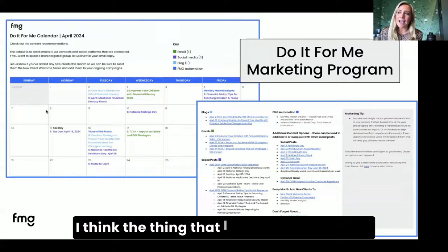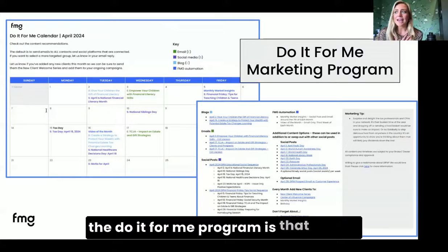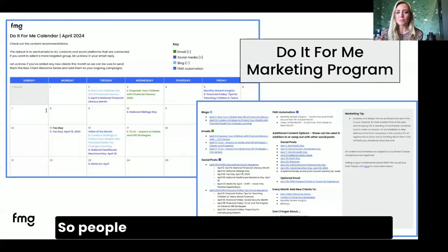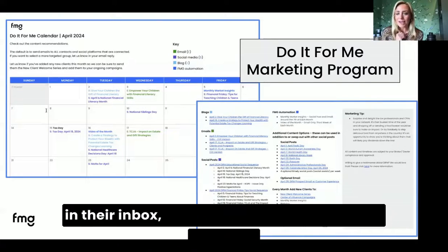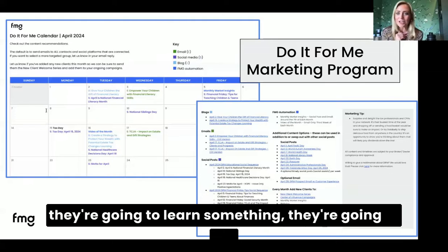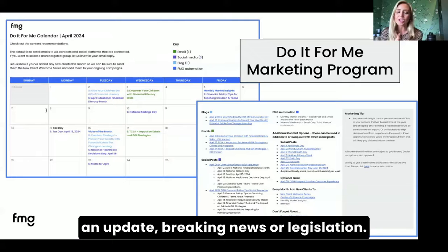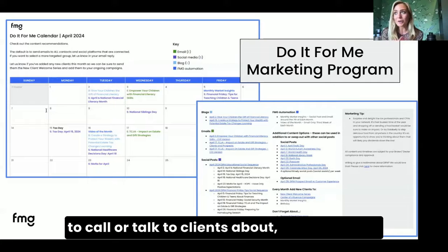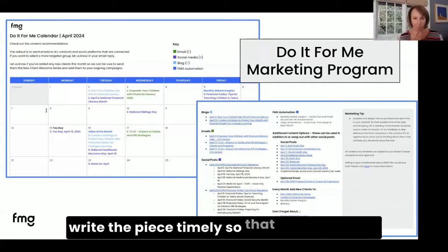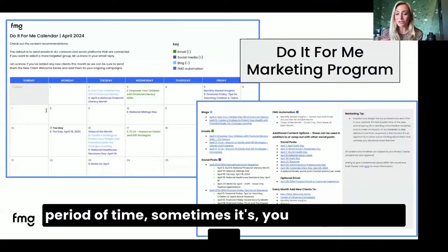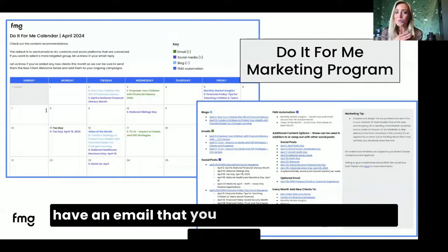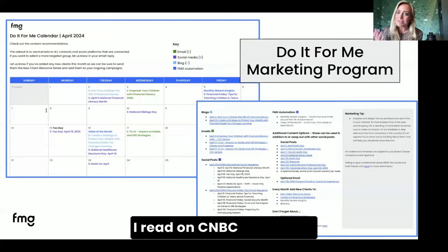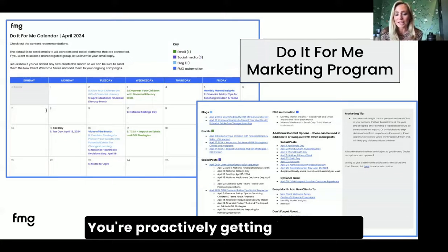I think the thing that I love the most about the Do It For Me program is that we are enabling you to be so consistent with your communication. So people know every time they see your email in their inbox, they're going to get something valuable. They're going to learn something. They're going to get an update on breaking news or legislation. And then if something does happen, right, that you want to call or talk to clients about, we're going to write the piece timely so that in a very short period of time, sometimes 24 hours, you have an email that you can send out addressing whatever it is that they're reading about in the news. So they're not having to say, hey, I read on CNBC this, tell me what's going on. You're proactively getting in front of it.